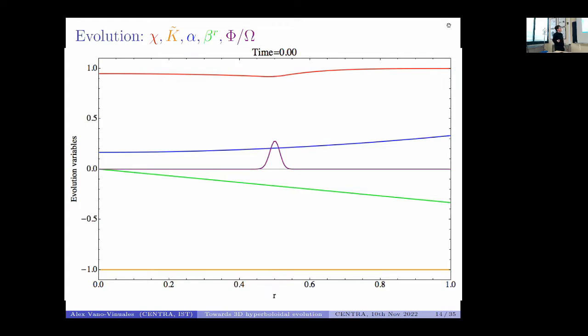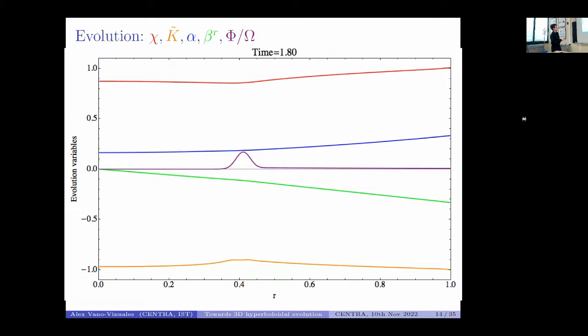And now let me show you a simulation which is similar to what we had before. It's a bit different in the sense that now this scalar field is bringing more energy to the system. And let's see what happens. So this is again, the scalar field is in purple here. And I will also ask you to pay attention to the blue line, which is the lapse. And let's see what happens close to the origin.